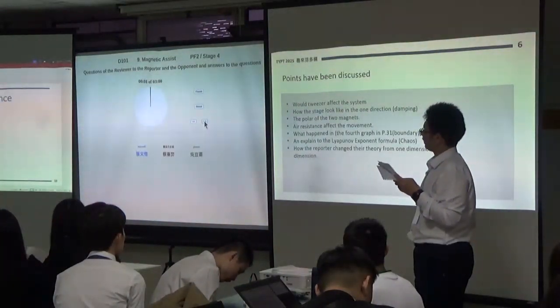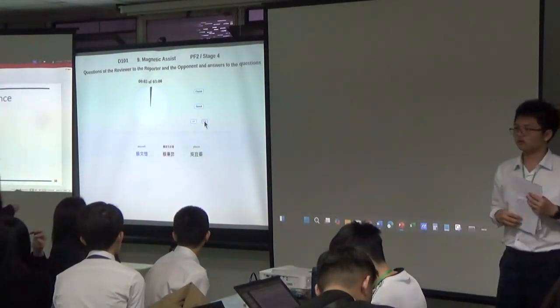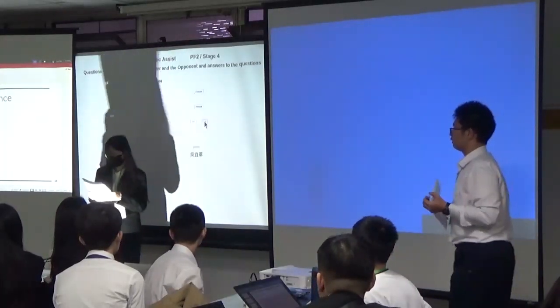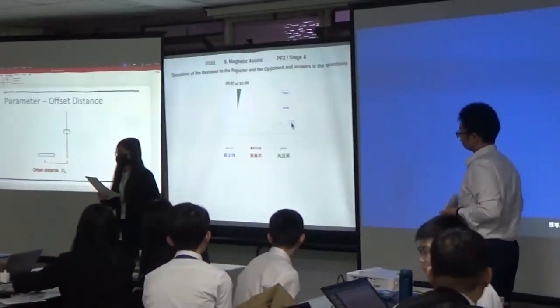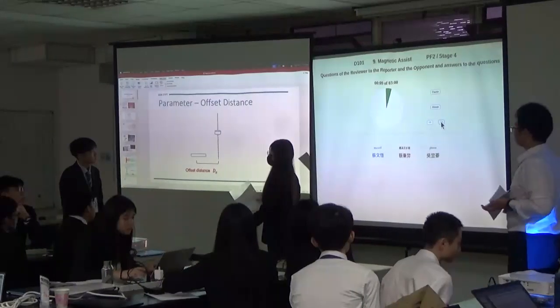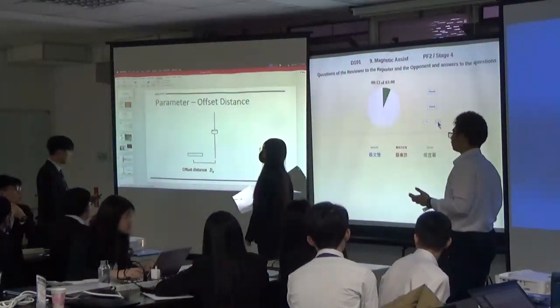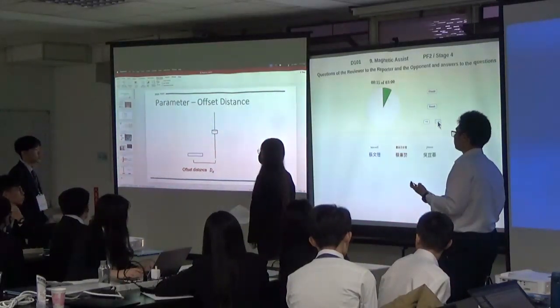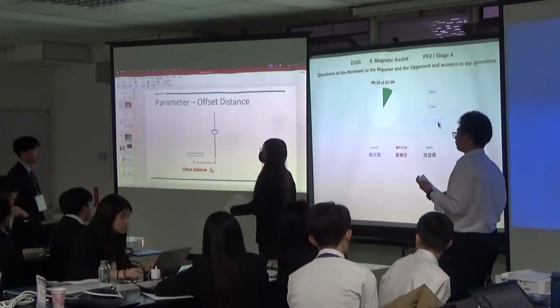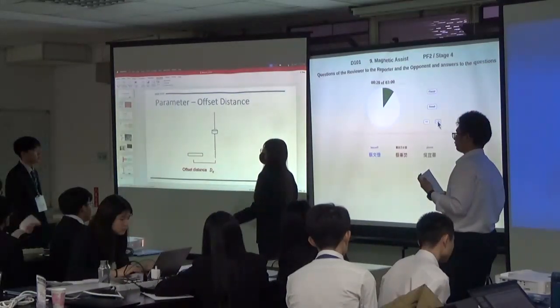Okay, hands up. The review. Okay, I want to ask the reporter and the opponent, how did you define the chaos? Did you use the real situation? Because I see you only use the macro. What do you mean? Can you use the real situation to define your chaos?